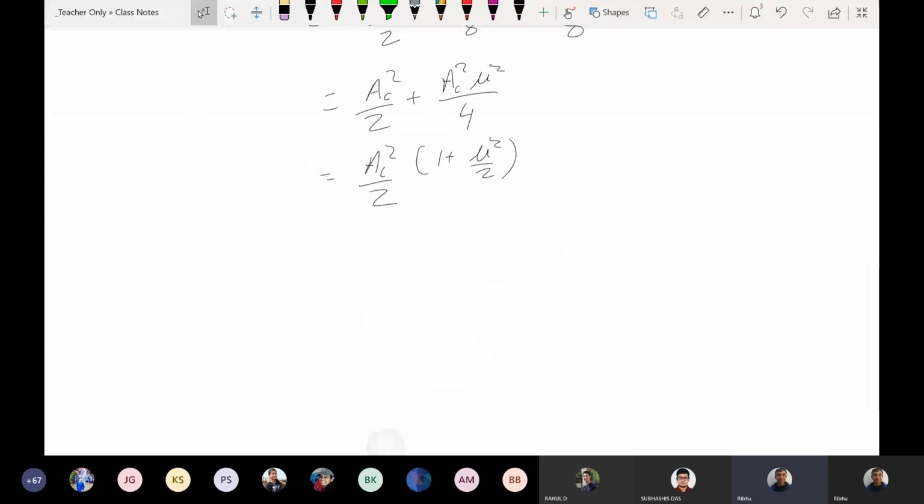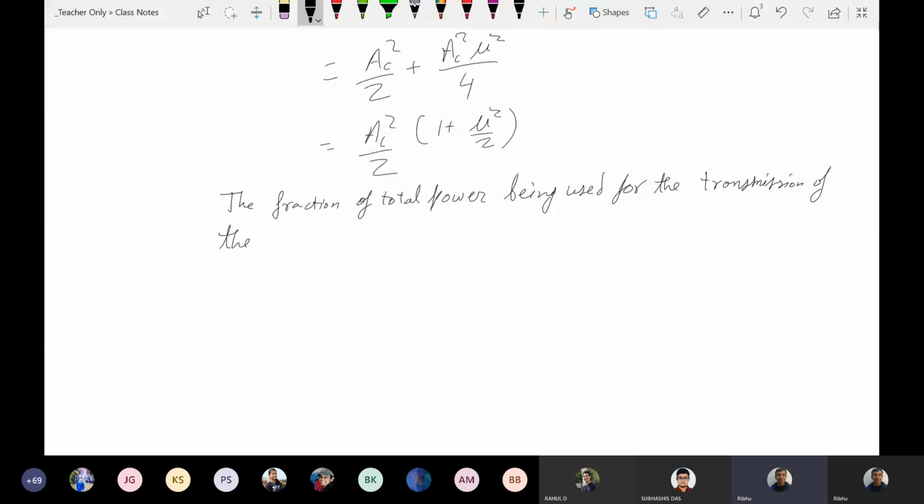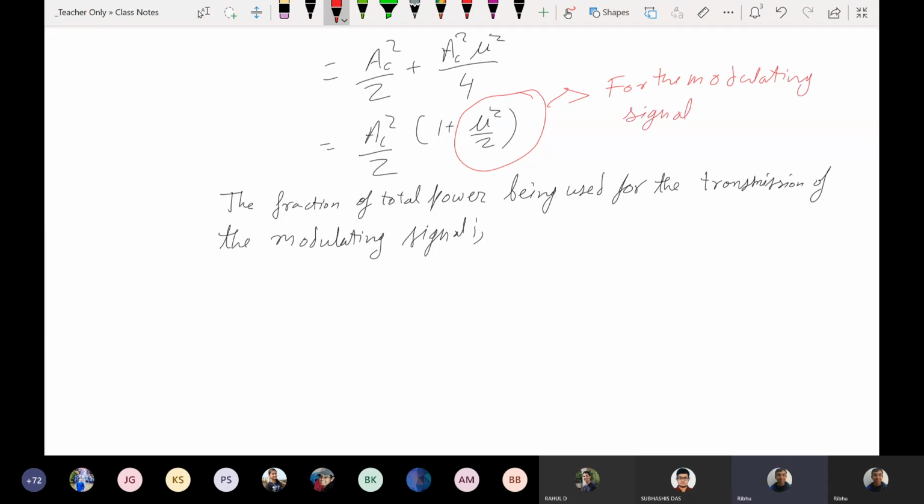Now, the fraction of total power being used for transmission of the modulating signal is, so this is the component, the modulating signal. This is the component.